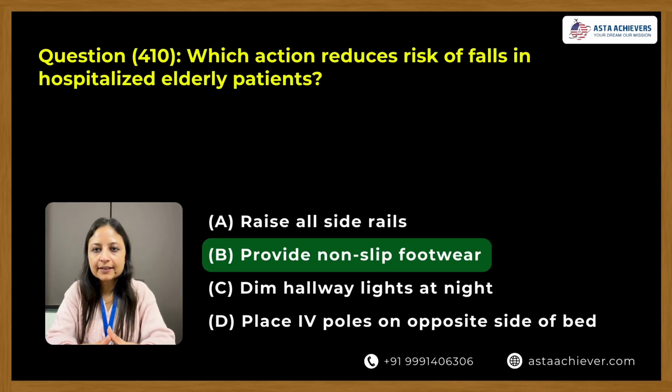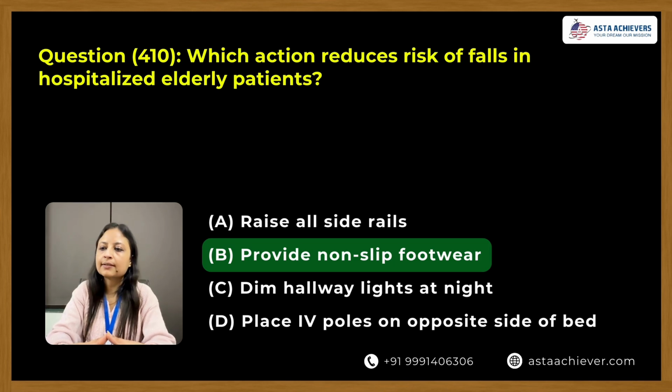Question number 410. Which action reduces the risk of falls in hospitalized elderly patients? Option A, raise all side rails. Option B, provide non-slip footwear. Option C, dim hallway lights at night. And option D, place the IV poles on the opposite side of the bed. So option B, provide non-slip footwear, is the correct answer.